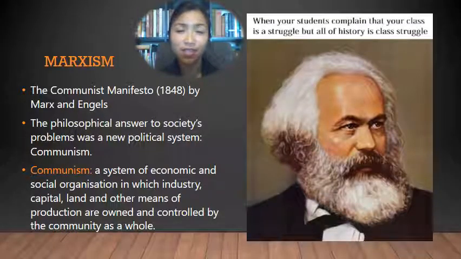So Marx and Engels documented their ideas and their theory in 1848 in their Communist Manifesto, which sets out all their philosophical answer to society's problems, which was communism. And communism was a new political system. It says that industry, capital, land, and all other means of production are owned and controlled by the community as a whole. Okay, there's no private ownership whatsoever.